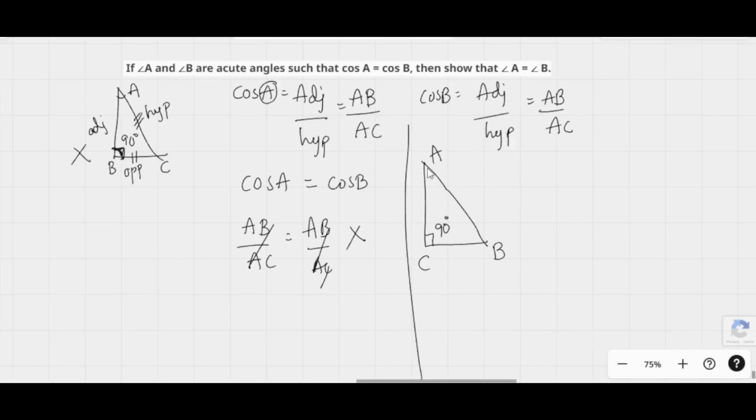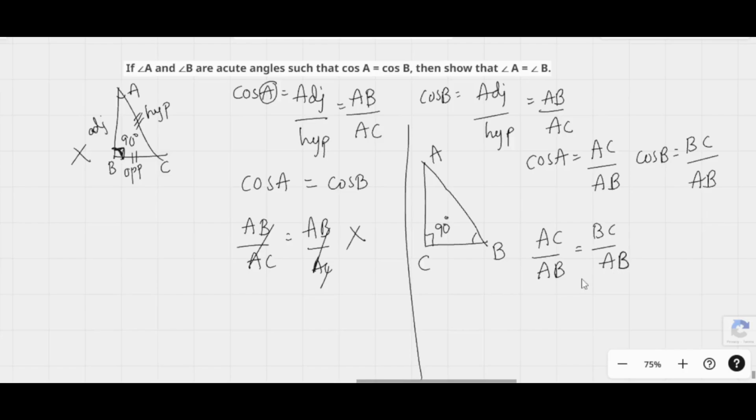So now cos A will be AC by AB, and cos B will be equal to, for cos B, what will be the adjacent? BC. Now it's changed, by AB. So I'm equating both of them. AC by AB is equal to BC by AB. AB cancels and AC is equal to BC. See, now we are telling that AC is equal to BC.